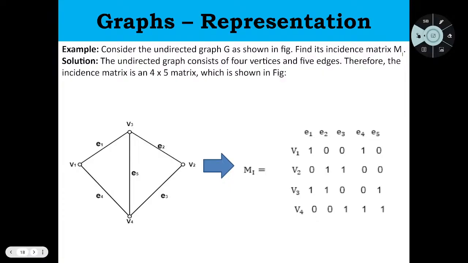Yes, take down this one. Consider the following graph. Find its incident matrix. Already this is done. Please do it on your own. Consider the following graph and find its incident matrix. కానియండి. అయిపోయిందా? Everyone has to do. Take down the diagram.